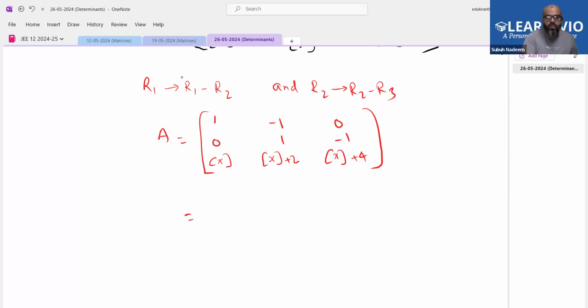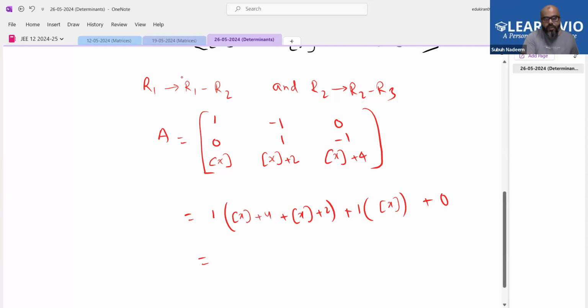Now we can calculate. We can expand about the first row. So 1 times the greatest integer of x plus 4 plus the greatest integer of x plus 2 it will become. Then minus 1, it will be plus 1 as it is first row second column, and it will be the greatest integer of x you will get, and the third term will be 0. So greatest integer of x plus greatest integer of x plus greatest integer of x is 3 times the greatest integer of x, plus 6 it will be.